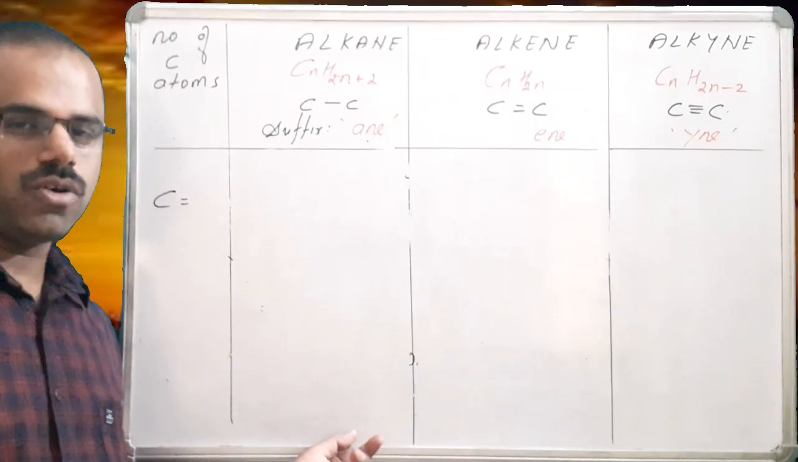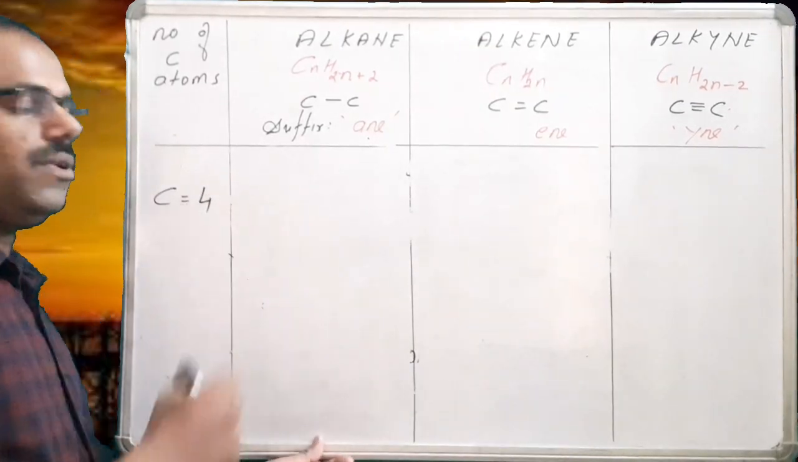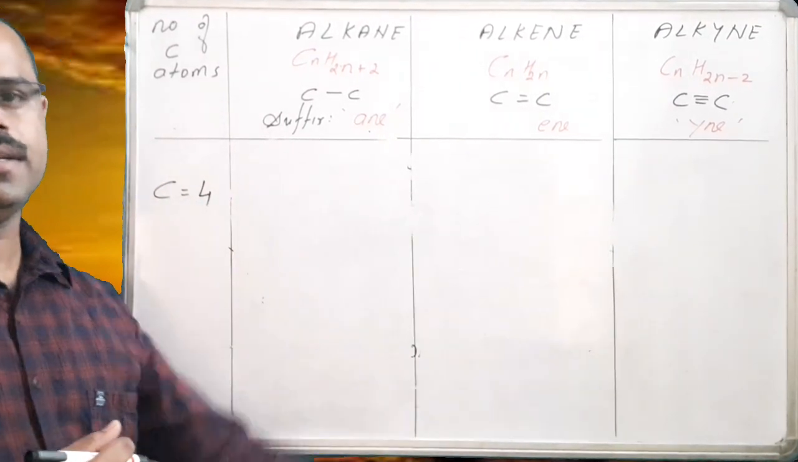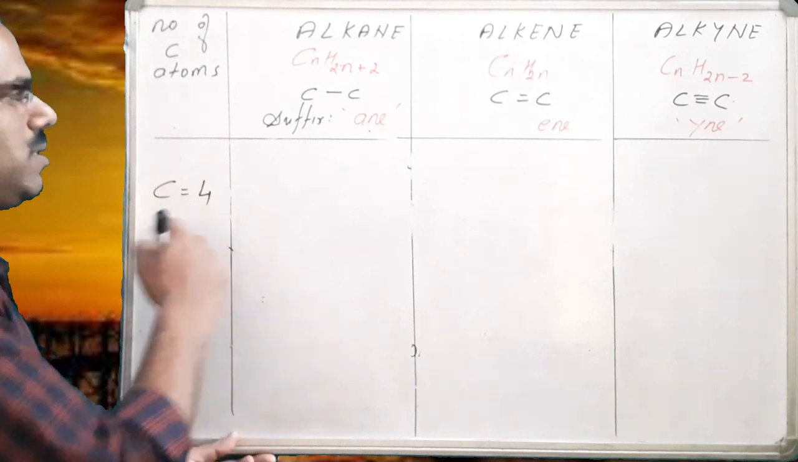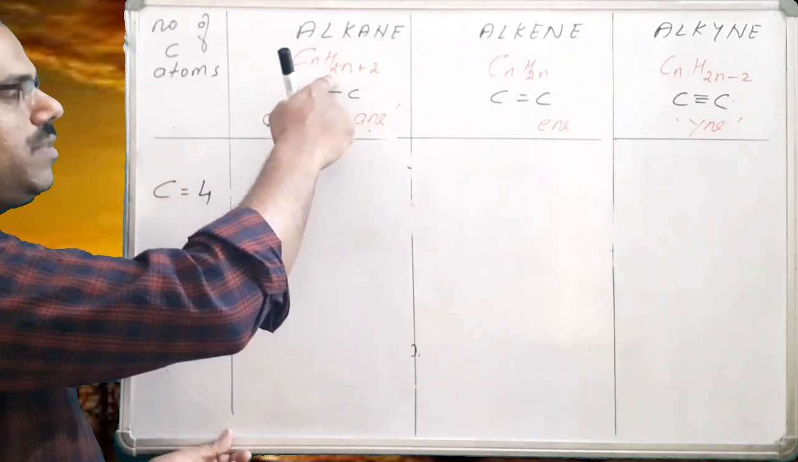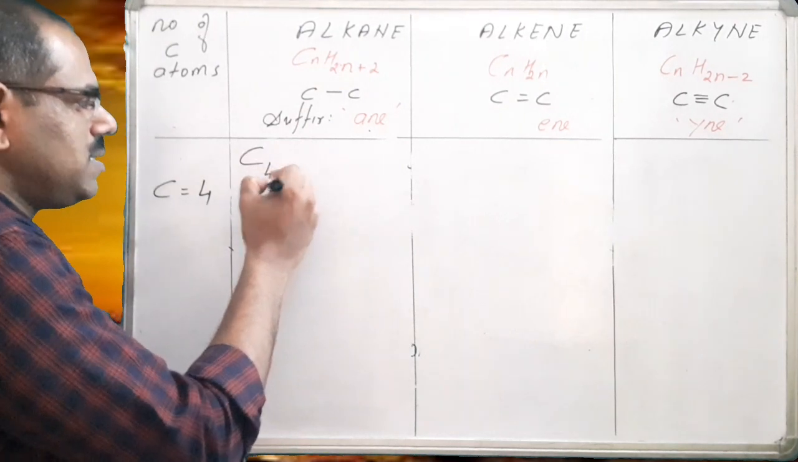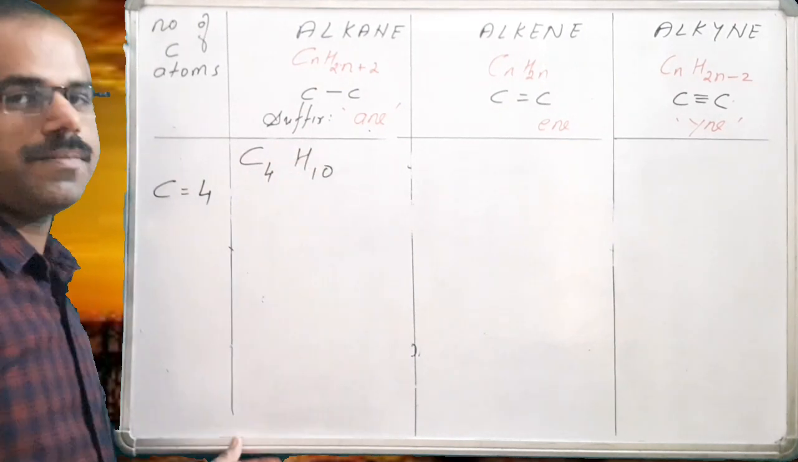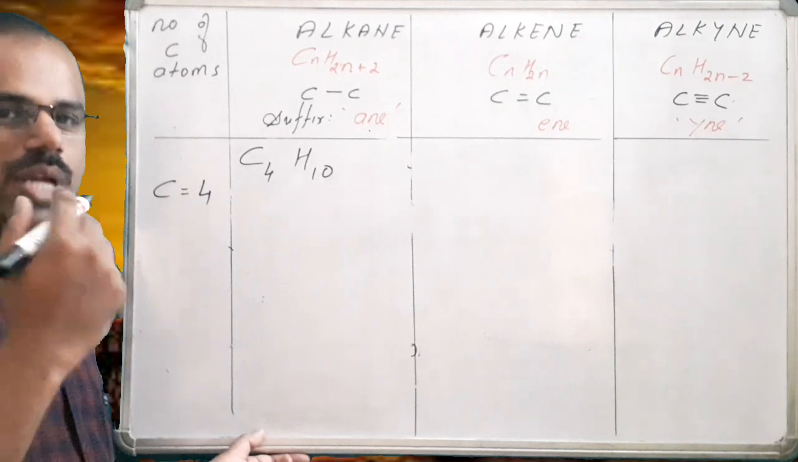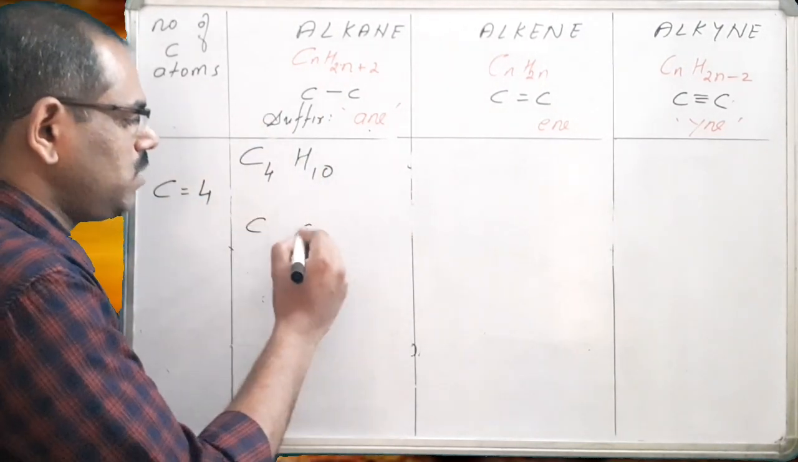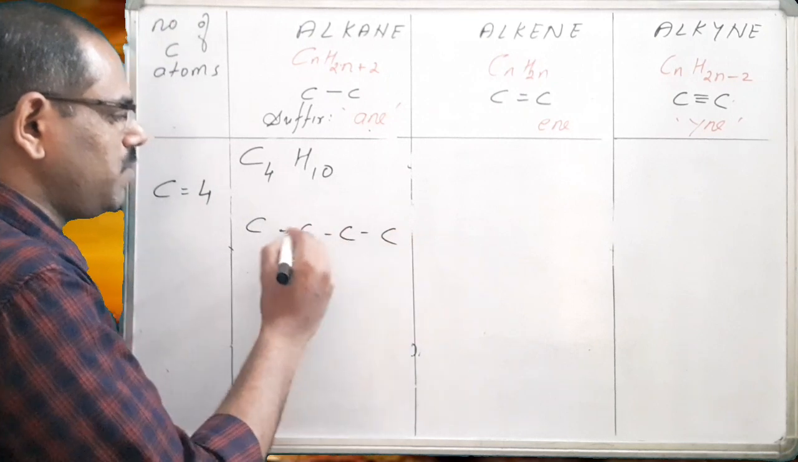So we try another compound, C is equal to 4. Okay, so we try to get the corresponding alkane, alkene and alkyne. The first one, C is equal to 4. So C4, H, 4 into 2, 8, plus 2, 10. So we get the molecular formula C4H10. So how do we write the structural formula? Only single bonds are there, so it is simple to write: 1, 2, 3, 4 carbons with single bonds.